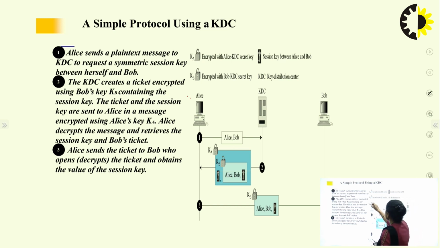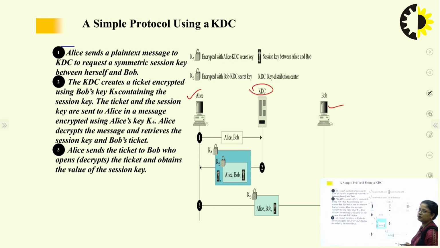Now we have Alice, we have Bob, and the mediator here is the KDC. Alice wants to communicate with Bob. To do the communication, it needs the shared session key. So Alice will tell the KDC, I'm Alice, and I want to connect with Bob. Now the KDC generates a key. What key? The KDC generates a session key.